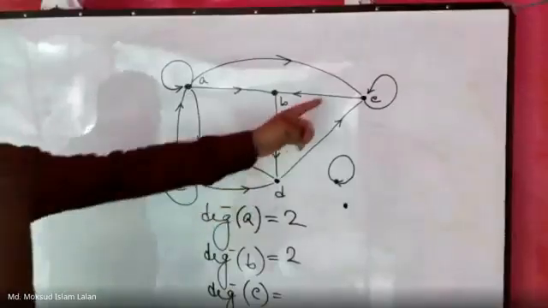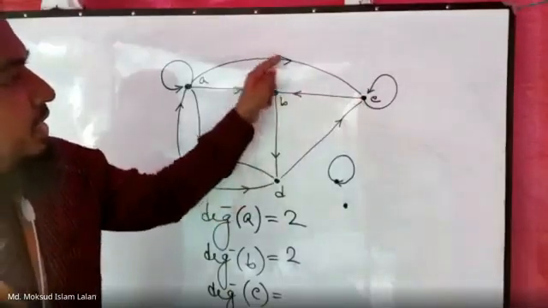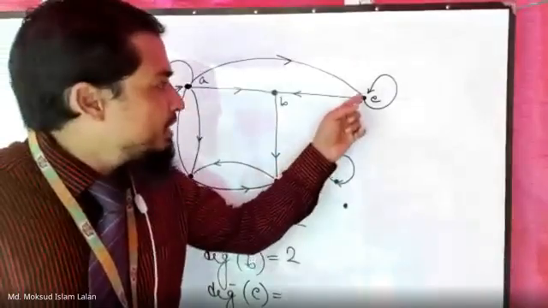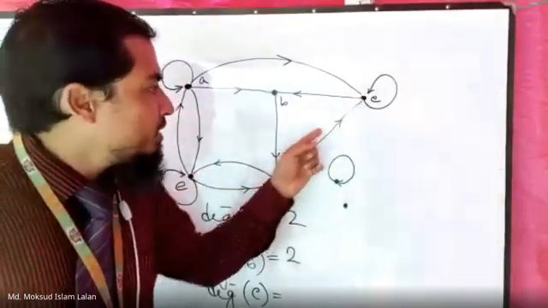For C, in degree is 1, so it will be 3. 1, 2, and 3. Sir, 3. Just do three, you know three. Sir, 4? Because, do you know 4? In means coming, right? So here, yes, sir.